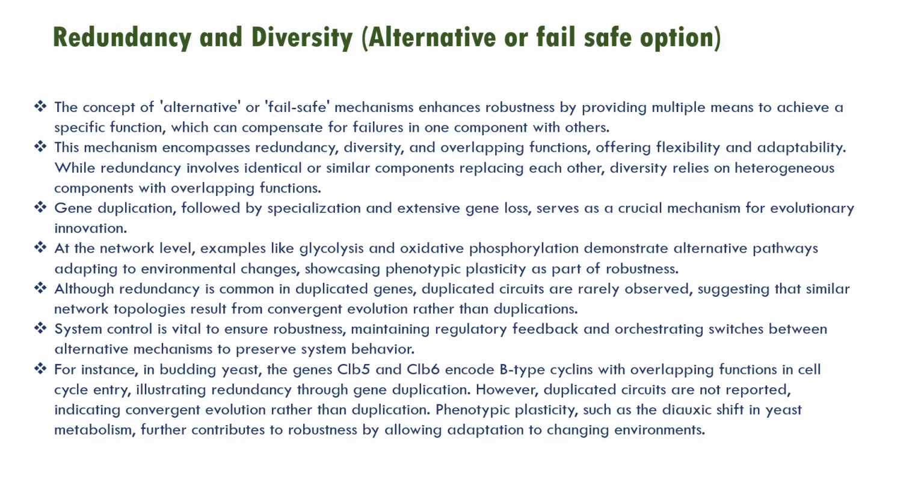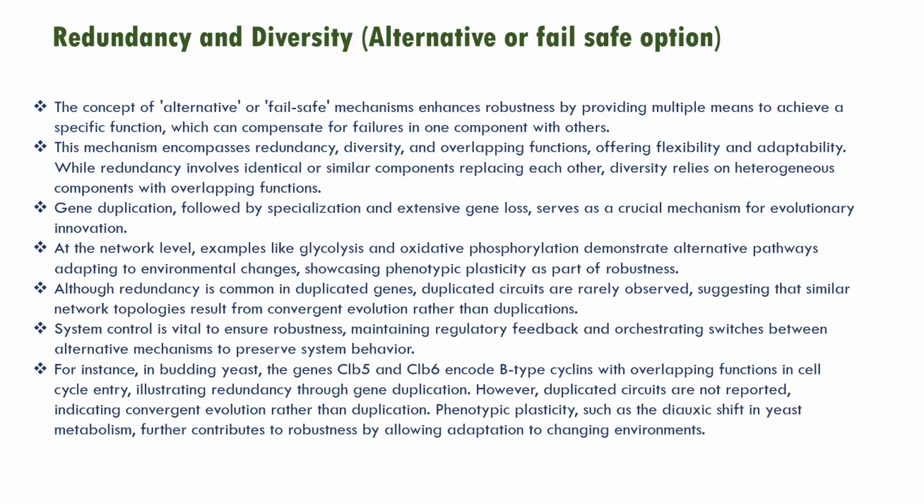System control is vital to ensure robustness, as I said, for regulatory mechanisms, maintaining regulatory feedback and orchestrating switches between alternative mechanisms to prevent system failure. So here is one example. In budding yeast, there are two genes, CLB5 and CLB6. They encode B-type cyclins with overlapping function in cell cycle entry, illustrating redundancy through gene duplication. However, duplicated circuits are not reported, indicating convergent evolution rather than duplication.